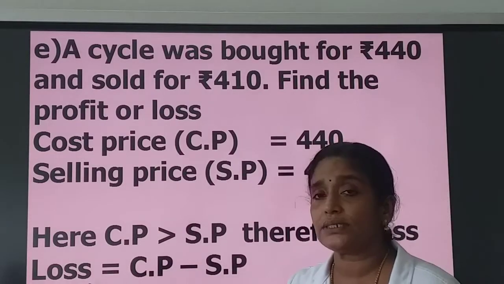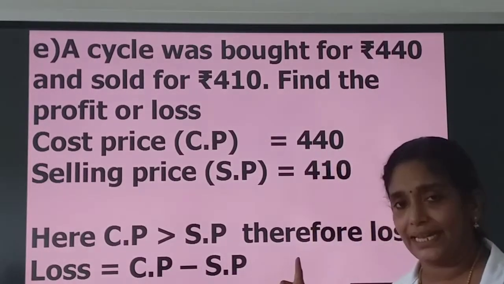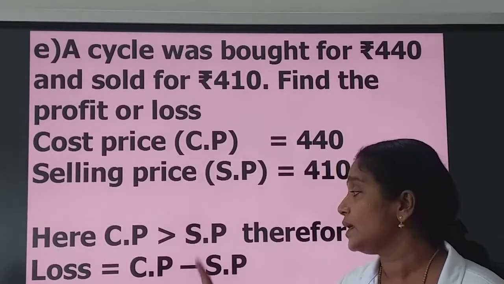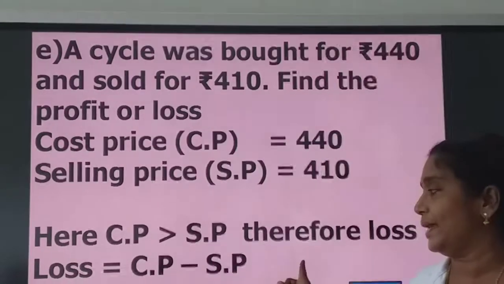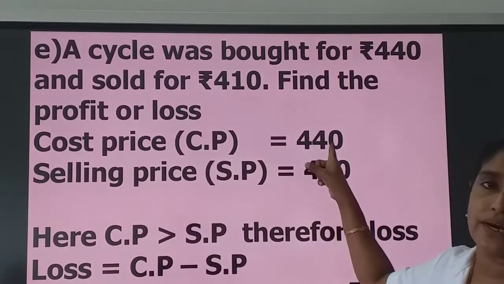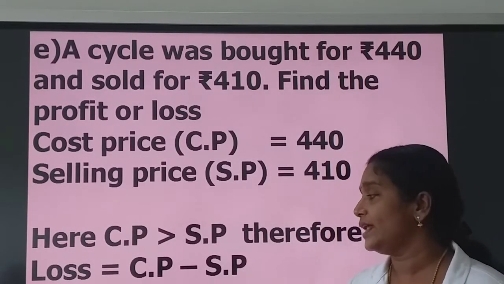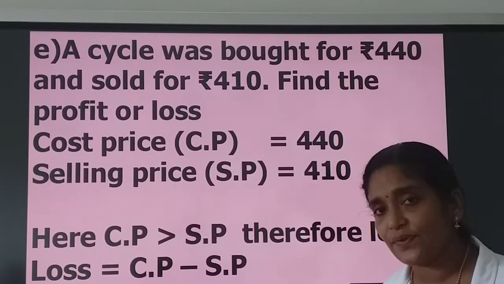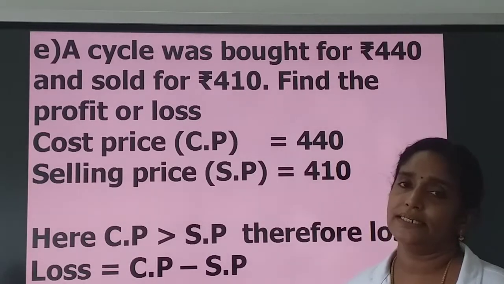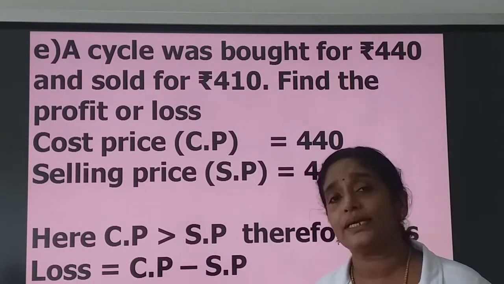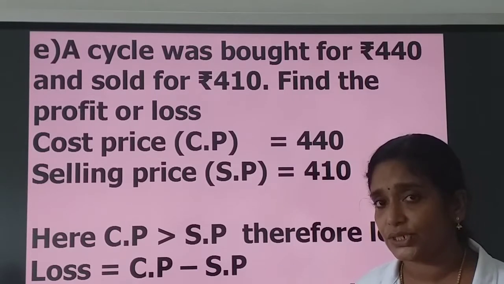How to find loss? Cost price minus selling price. What is the cost price? 440. And what is the selling price? 410. When 440 minus 410, it is 30 rupees. The loss amount is 30 rupees. All of you understood?